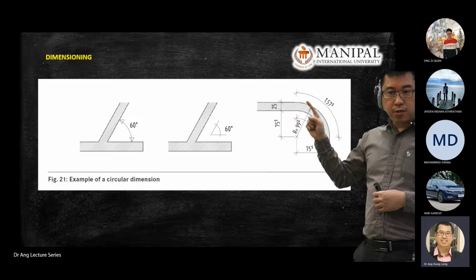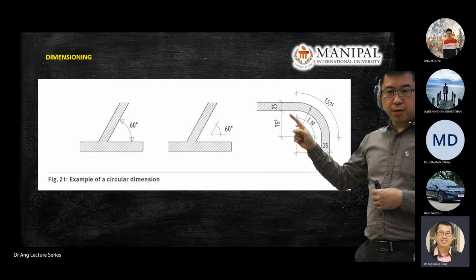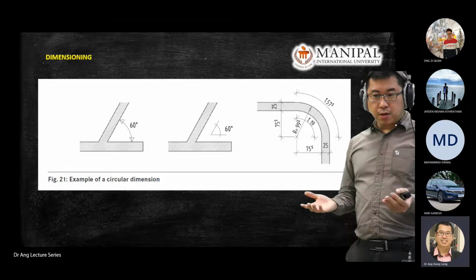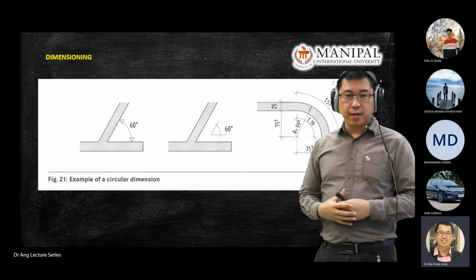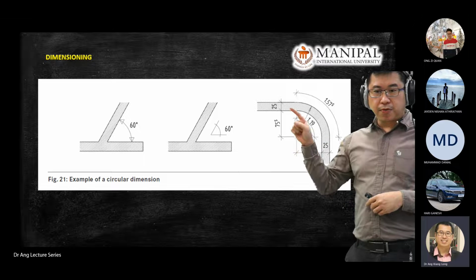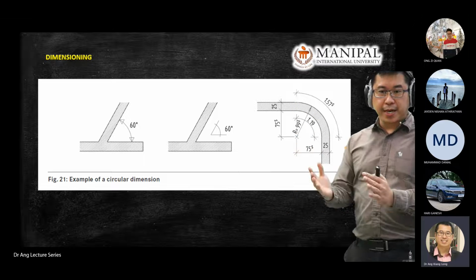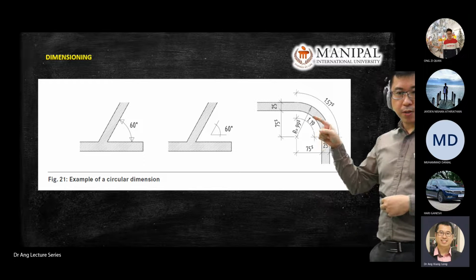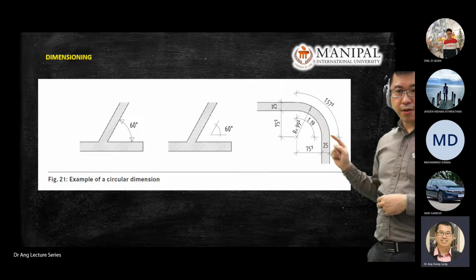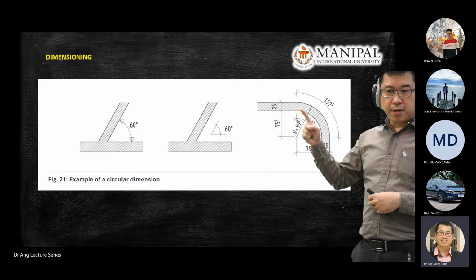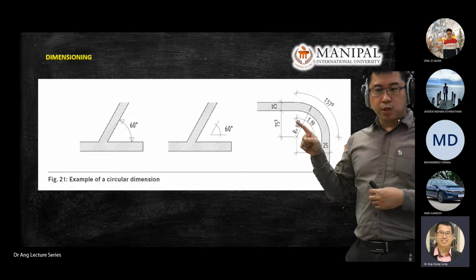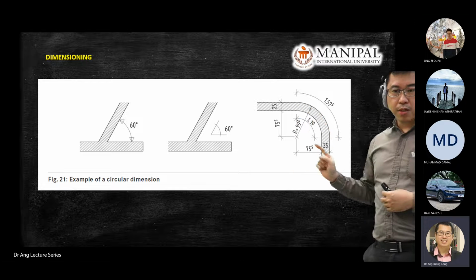So this point is important because, especially when it comes to metal stamping, or when you need to bend a metal sheet, there will be a center point for the bending, for the machine to bend the metal sheet. So if you don't put this one, it's very difficult for the manufacturing production floor to keep up with what you need.